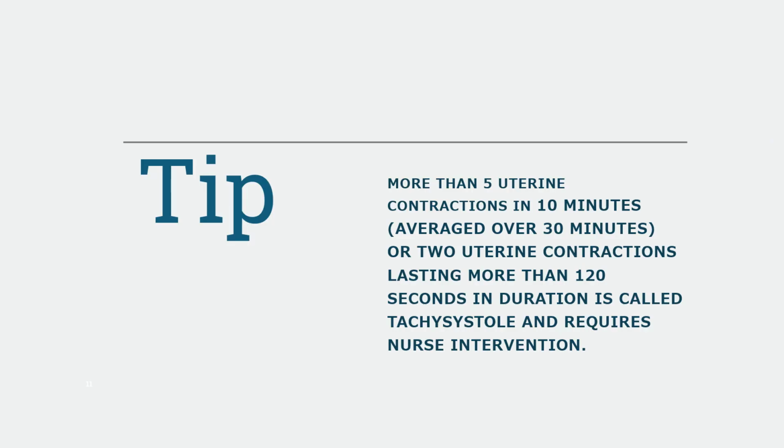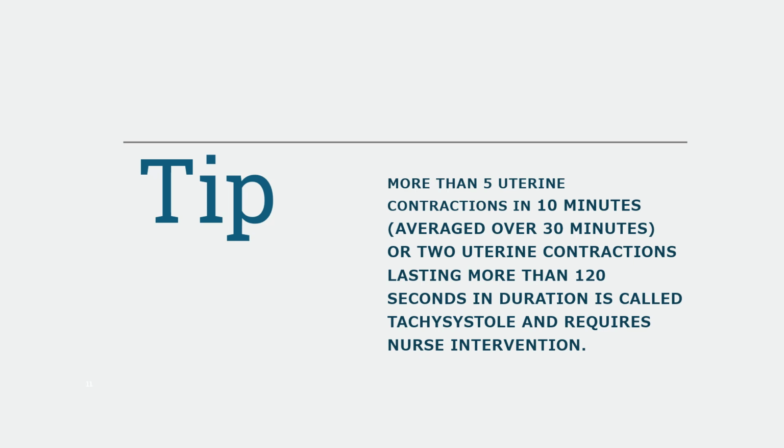Okay, so let's talk about a term. If you have more than 5 uterine contractions in a 10-minute window, averaged over 30 minutes, or 2 uterine contractions lasting more than 120 seconds in duration, this is known as tachysystole and requires nurse intervention. So this essentially just means her contractions are either too long or she's having too many, okay?